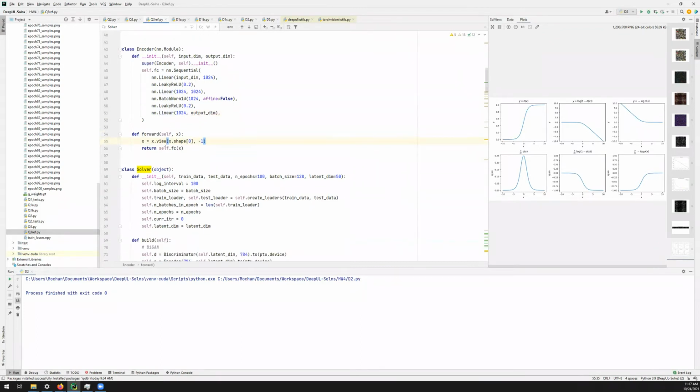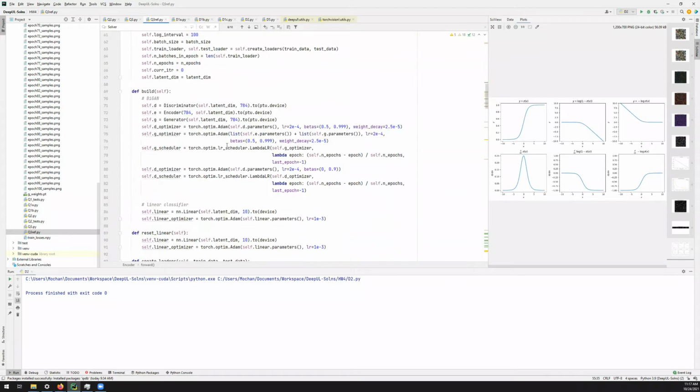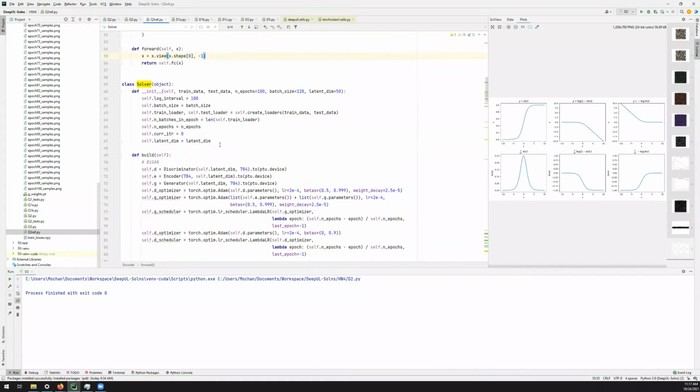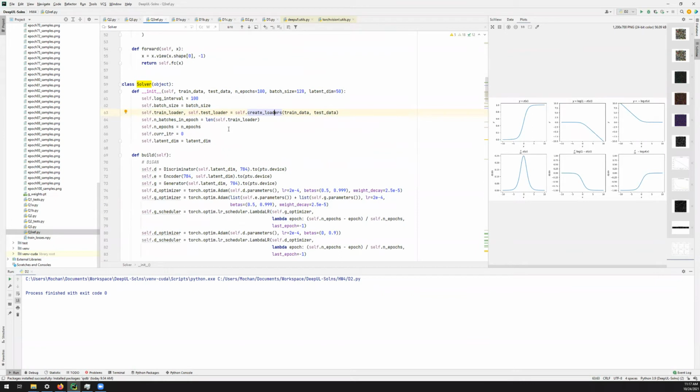So we have this big solver object that takes care of all of these things. Let's see if there's anything interesting. Log interval, batch size. So yeah, these are the loaders. It's just a data loader with the batch size. Pretty straightforward here. Look at create loaders: number of batches in epoch, number of epochs, and the latent dimension. And then it just calls build right away.